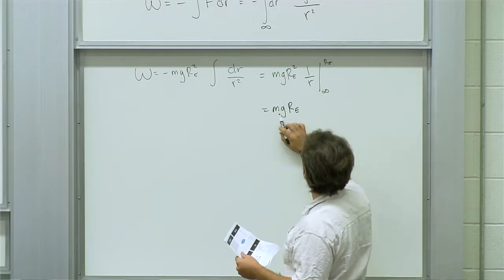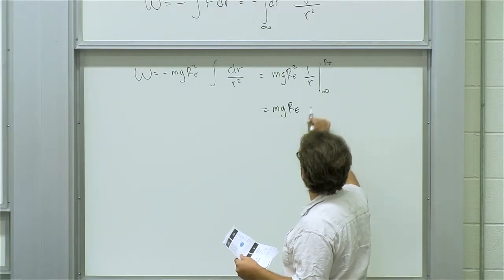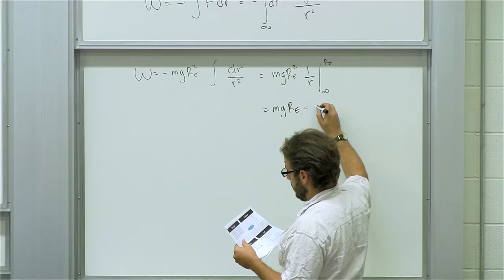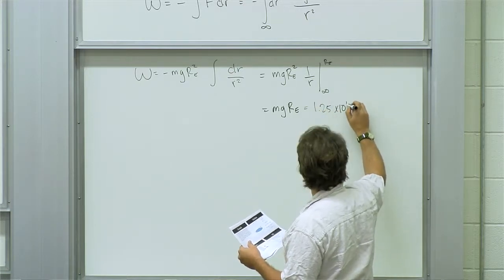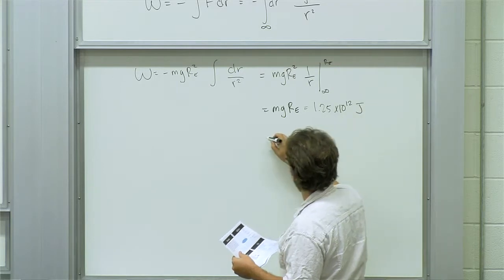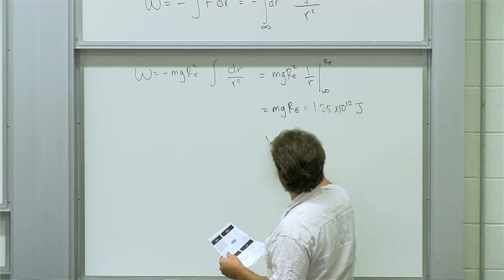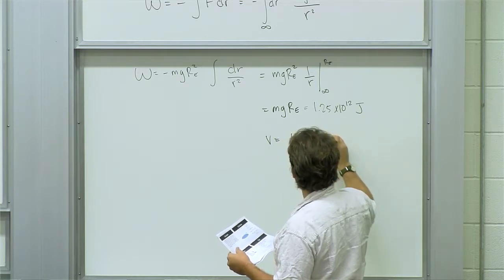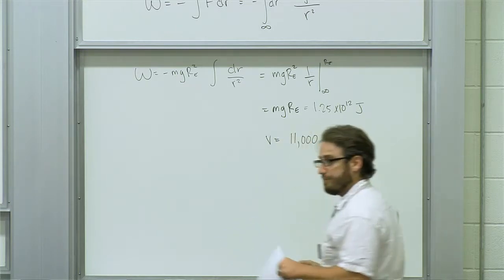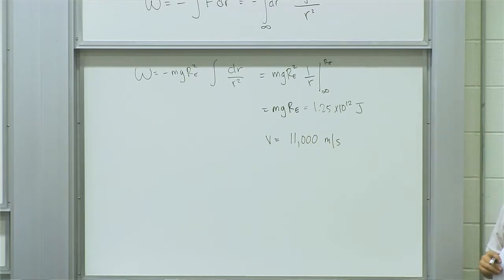And because of the mass of this thing and the large value of the radius of the Earth, I got 1.25 times 10 to the 12 joules, right? Which then, if you translate into velocity, is a blistering 11,000 meters per second. Okay.